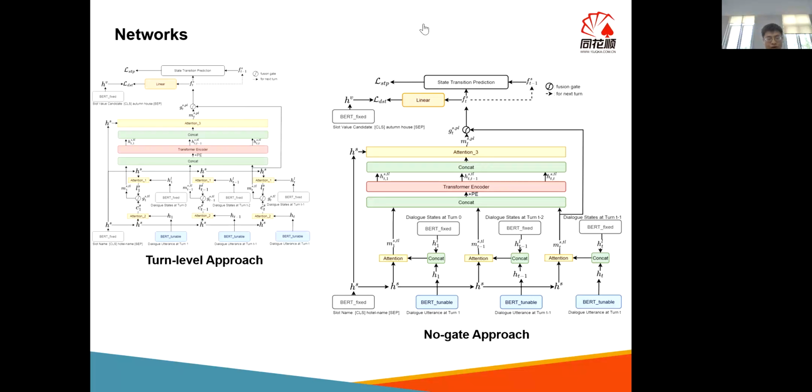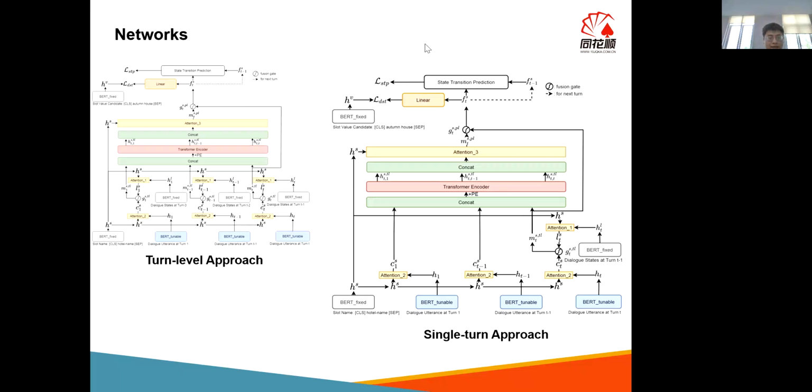To verify the function of the turn level fusion gate, we use the attention mechanism to replace the turn level fusion gate as the no gate approach. We conduct the comparison between the turn level approach and the no gate approach. To prove that it is necessary to merge the context and the corresponding last dialog state in every turn, we also design the single turn approach, which utilizes only the last dialog states and the compositions.